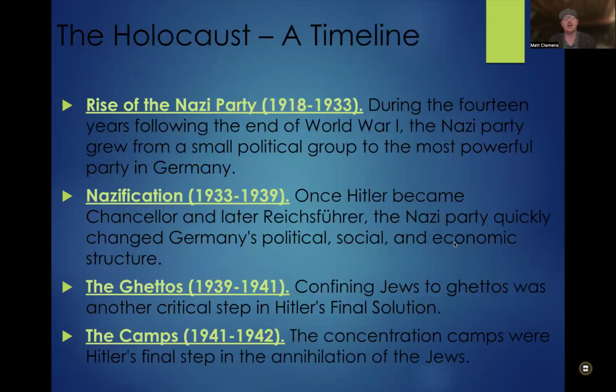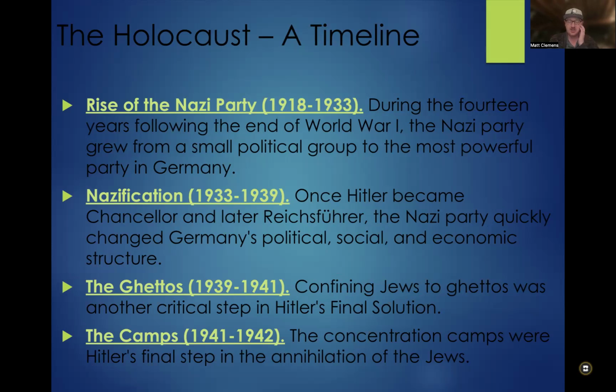If we look at a timeline of the Holocaust, we have to start with the rise of the Nazi Party that started around 1918, because this was the party that took over Germany, and they're the group that was mostly responsible for the Holocaust. During the 14 years following the end of World War I, the Nazi Party grew from a small political group to the most powerful party in Germany. And then we have Nazification. When Hitler became chancellor running the country, the Nazi Party quickly changed Germany's political, social, and economic structure. They sort of took over the country and changed just about everything about it.